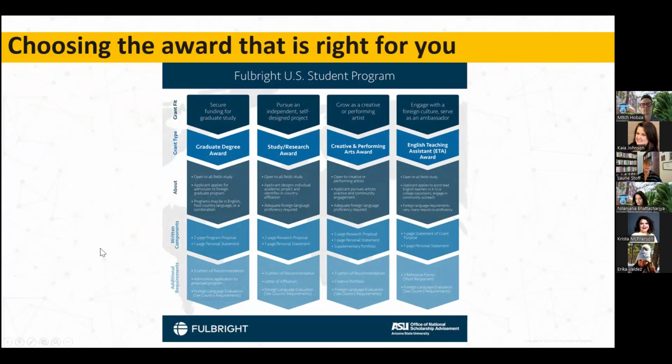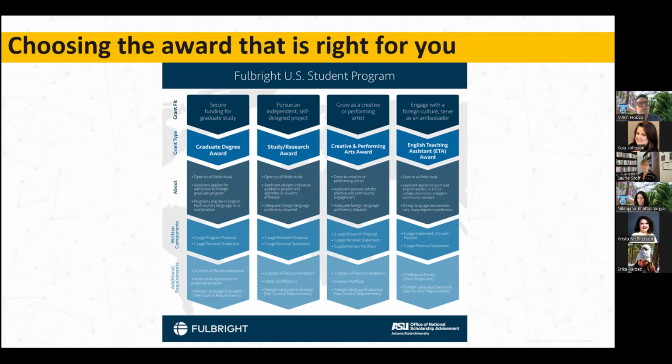So you may be at the stage right now where you're still trying to choose which award is best for you, and that's okay. That's obviously something that you want to take some time and really think about. So we have this little flow chart that indicates ways in which you can think about the Fulbright Awards and how they align with your particular experiences and your particular goals, right?